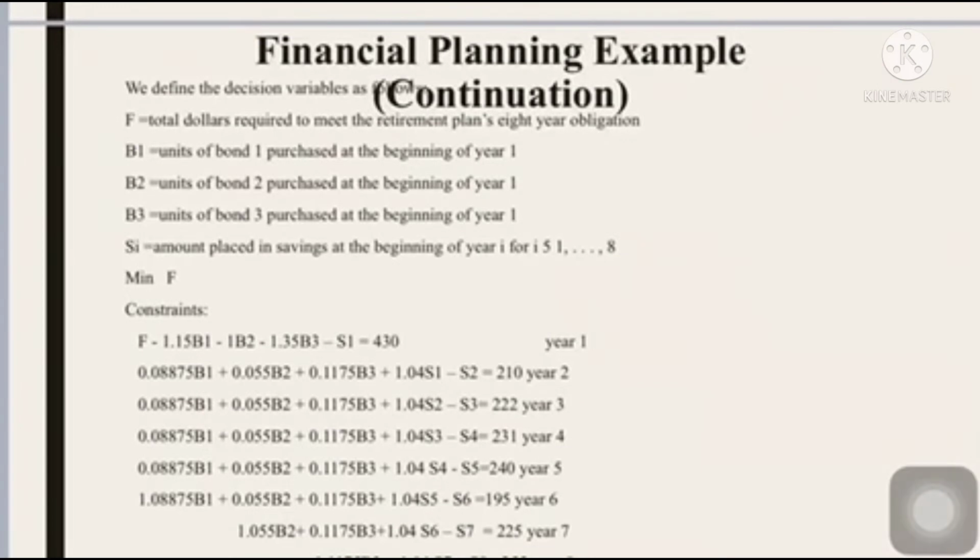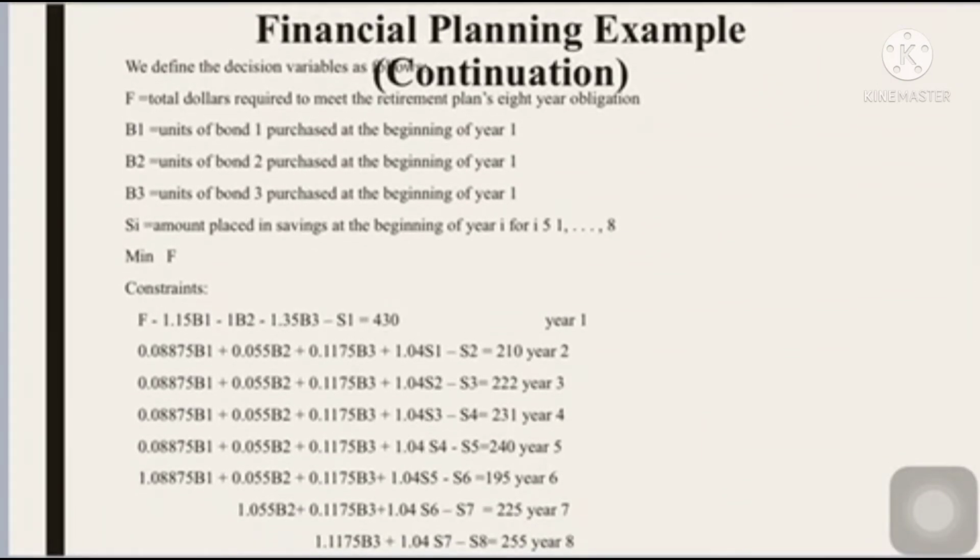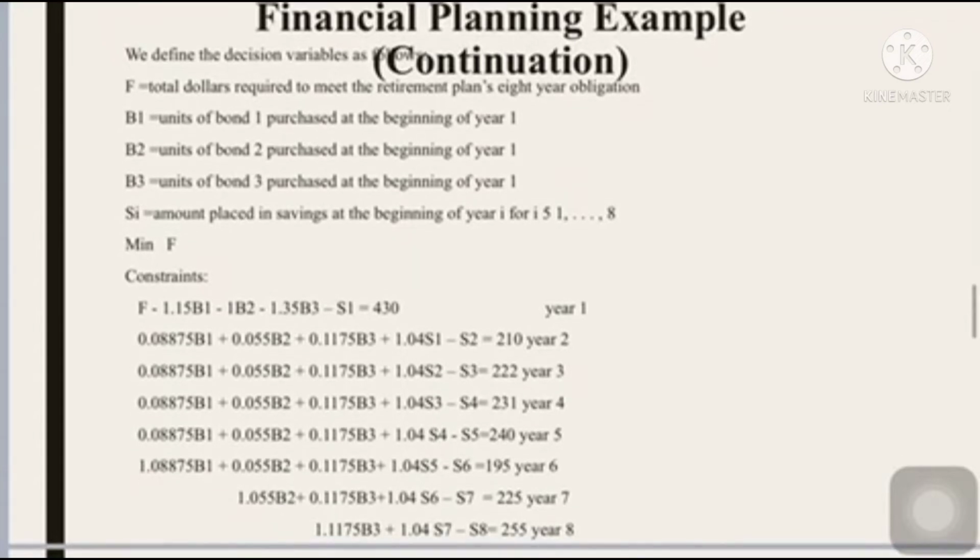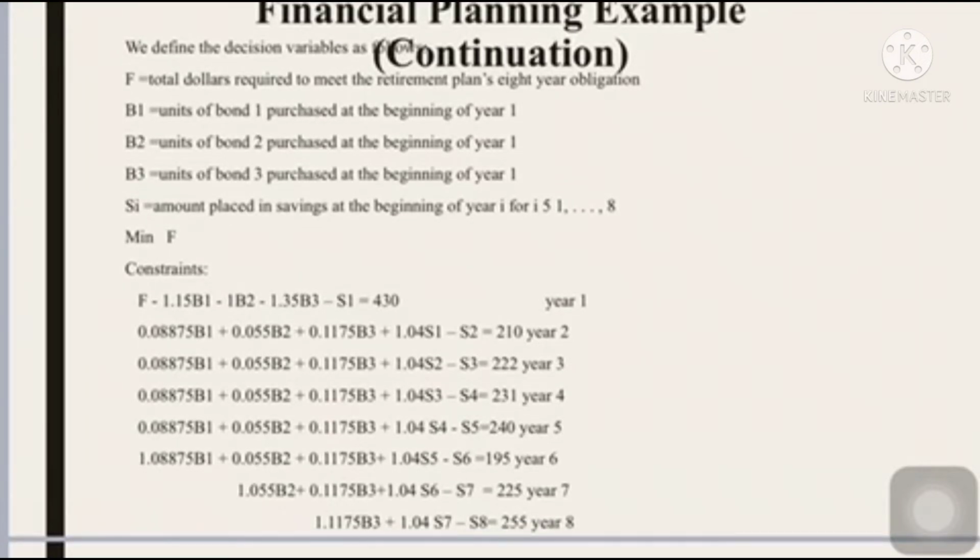So we define the decision variables as follows. F: total dollars required to meet the retirement plan's 8-year obligation. B1: units of Bond 1 purchased at the beginning of year 1. B2: units of Bond 2 purchased at the beginning of year 1. B3: units of Bond 3 purchased at the beginning of year 1. Si: amount placed in savings at the beginning of year i, for i equals 1 up to 8. The objective function is to minimize the total dollars needed to meet the retirement plan's 8-year obligation, or min F.